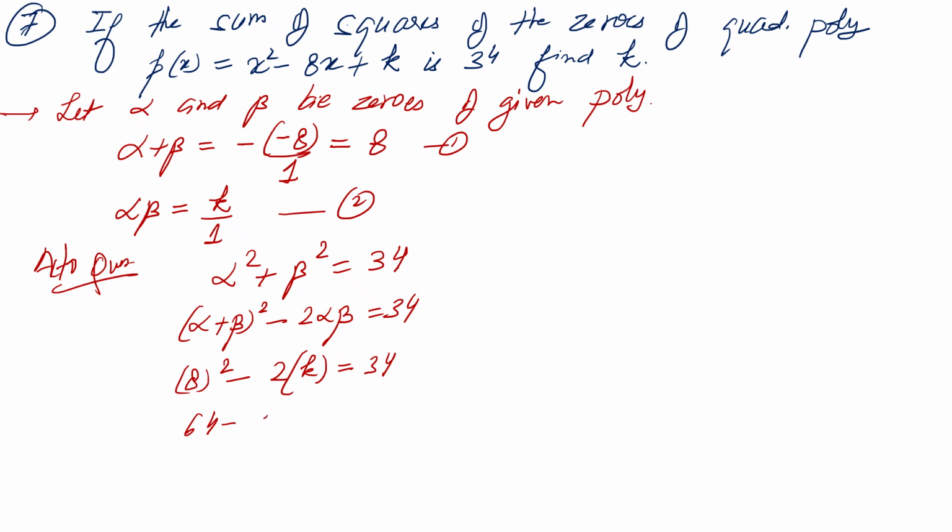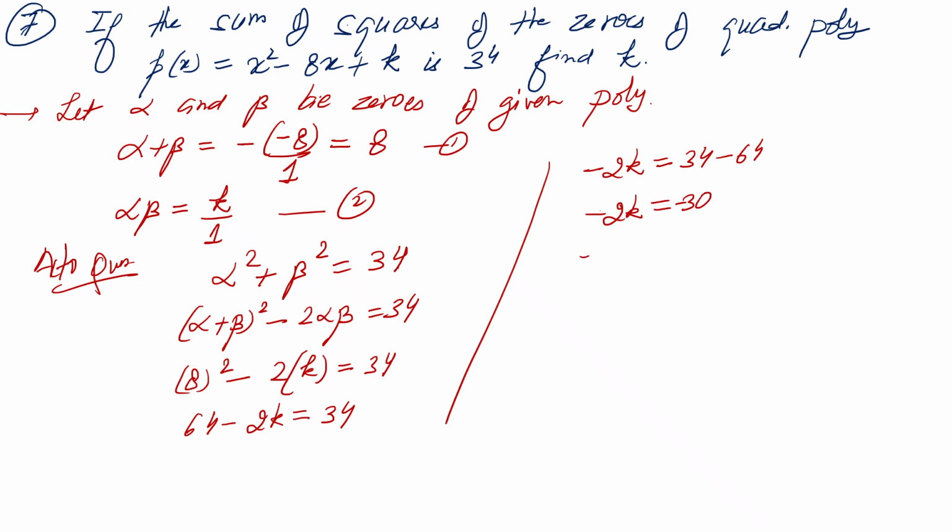So 64 minus 2k equals to 34. You can write this as minus 2k equals 34 minus 64, minus 2k equals to minus 30, and k as minus 30 upon minus 2. And if you solve this, what you'll get? You'll be getting k as 15, right? Okay, clear? So this is the correct answer. चलो जी. Let's take another question.